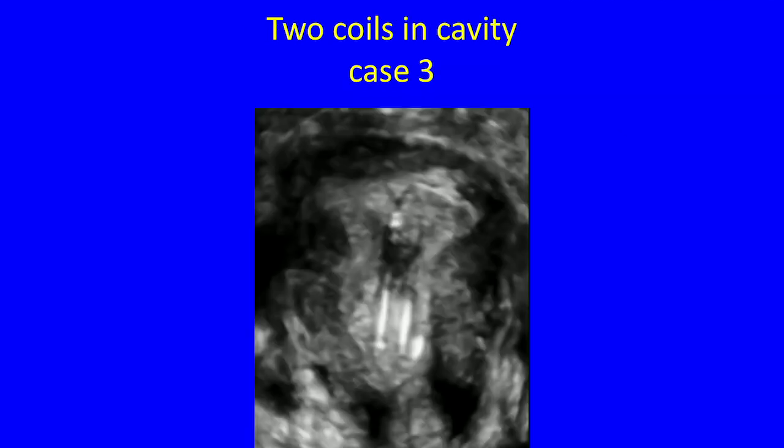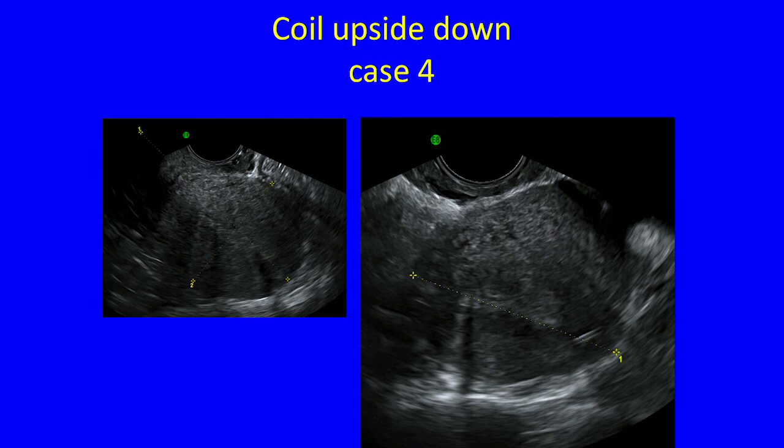This girl came with pelvic pain, and she'd somehow managed to acquire 2 coils. So they had to be removed. Again, where is this coil? This is a retroverted uterus, and it doesn't seem to be in the cavity. Transverse view, there's something here and something there.